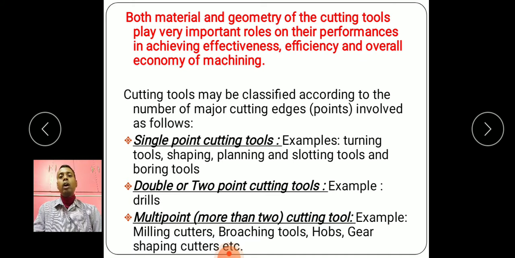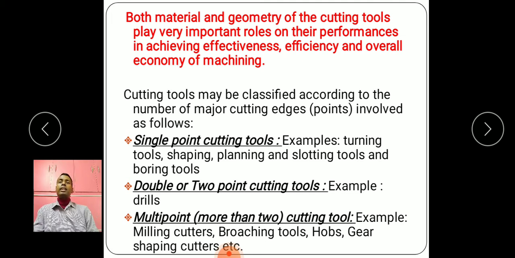Okay. Now, I want to clear three things. One is single point cutting tool, double point and multi-point. Very important thing and very important questions. It may come in your interview also, in any viva also.